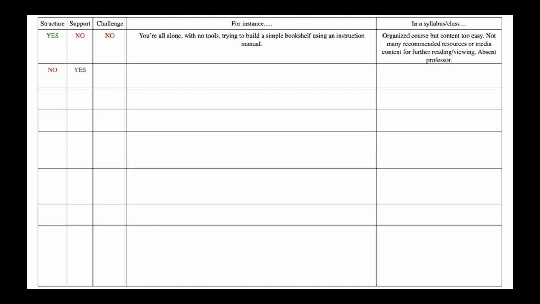But what if you have no structure and no challenge, but you do have support? This is what it looks like. It's like floating on an inner tube down a lazy river with your friends. In a classroom environment, that means it's a confusing syllabus with easy course content.